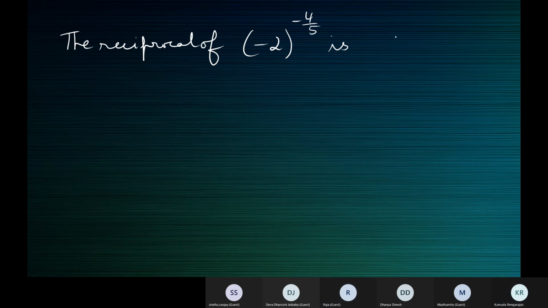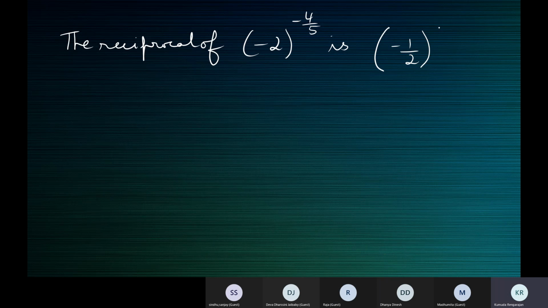Ma'am, 1 by minus 2. Yes. To the power 4 by 5. You have written minus 2 as minus 1 by 2, right? Yes, ma'am. So you have taken the reciprocal of the base, right? Yes, ma'am. Then should you change the power or not for the reciprocal? No. I told you, you should.